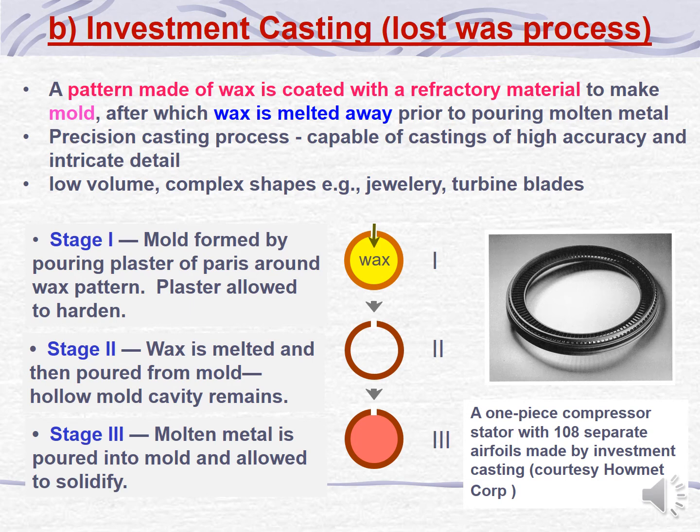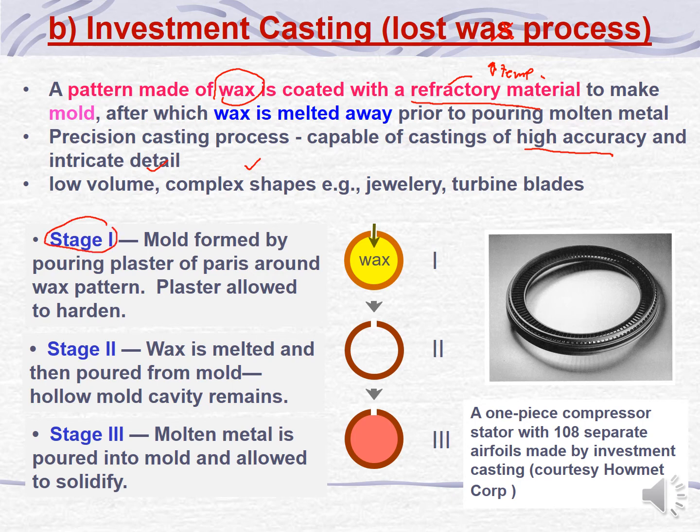Okay, next is investment casting, or we call it the lost wax process. The pattern is actually made of wax, which is coated with a refractory material. What is refractory material? Refractory material is a material which can withstand a high temperature. This is a precision process, capable of casting high accuracy products. Low volume, complex shapes can be made using this investment casting process.